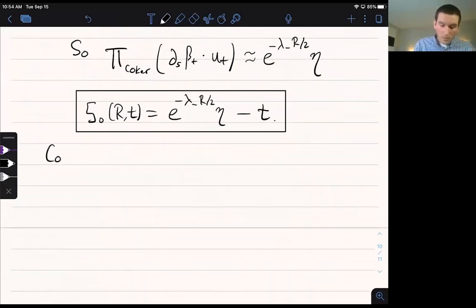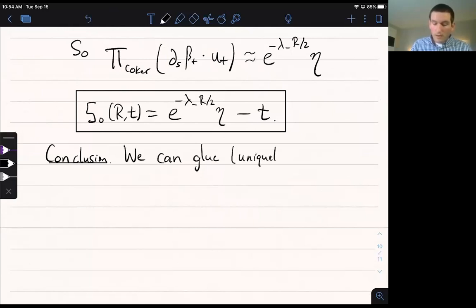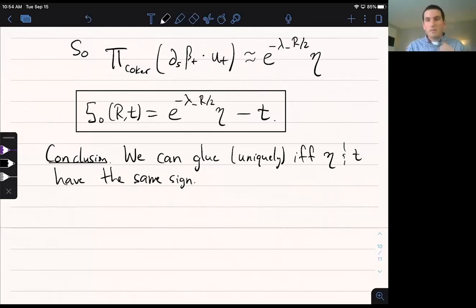So the conclusion, because we want to know whether we can solve this or set this equal to 0 or not, is that we can glue, and in fact glue uniquely, if and only if eta and t have the same sign. Because if eta and t have the same sign, then once we've chosen t, we can solve this for some unique value of r. So what this means is we can glue on one side of t equals 0, but not the other.